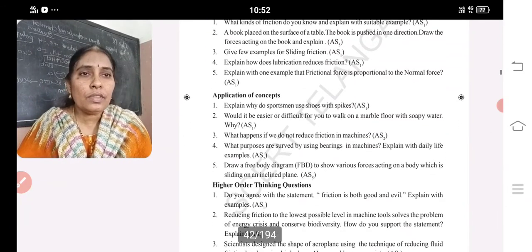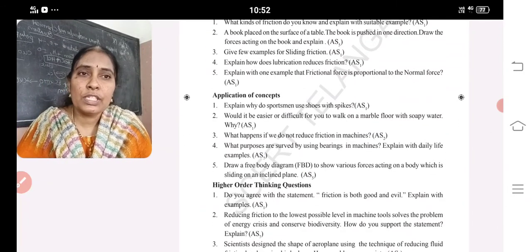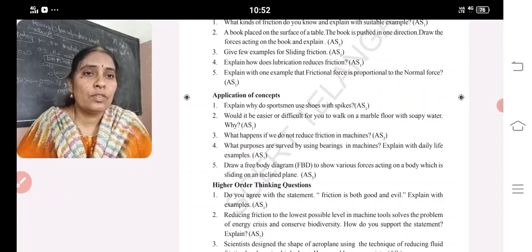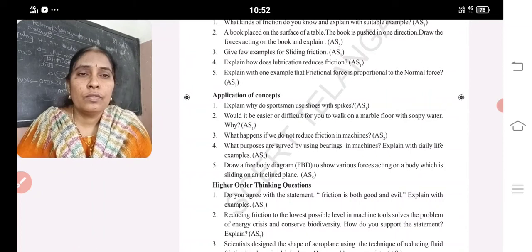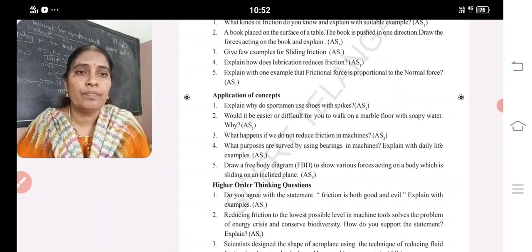Next, the fourth question: application of concepts. First one, explain why sportsmen use shoes with spikes. What happens if we reduce friction in machines? Third one. Next, do you agree? Here are the thinking questions. Fourth one also: what purpose is served by ball bearings? Then, thinking questions. First one, do you agree with the statement that friction is both good and evil? Explain with an example.